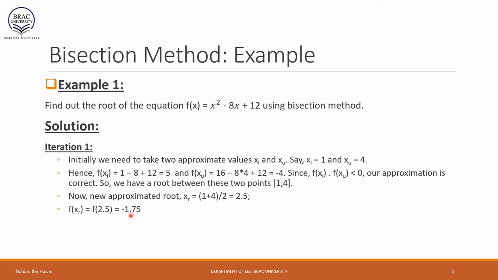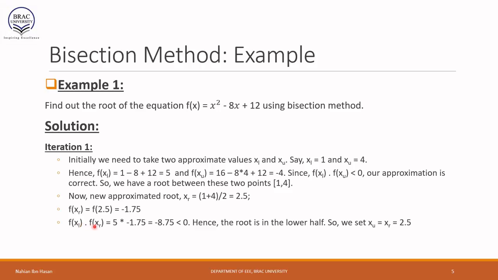Next we go to the third step of our algorithm. We have f(xl), we have f(xu), and we have f(xr). Based on these 3 values, we need to choose a category from the third step of our algorithm. So let's see what we get if we multiply f(xl) and f(xr). f(xl) is 5, and f(xr) is minus 1.75. If we multiply these values, we get minus 8.75, which is less than 0.